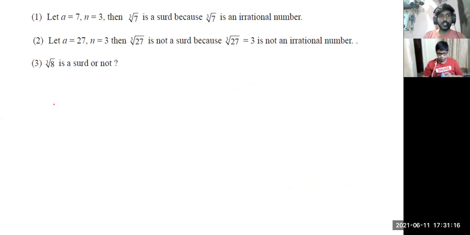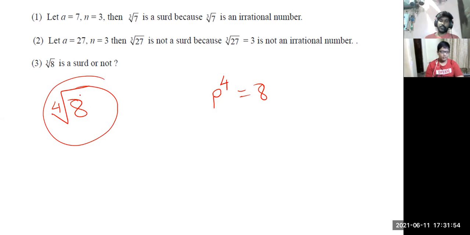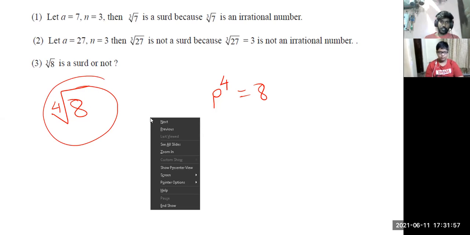Okay, how about 4th root of 8? Is this a surd? That means there should be some number which, if you take it to the power 4, should give you 8. Is it possible to get such a number whose 4th power is 8? No, sir, I don't think so. So then what can you say about 4th root of 8? Is it a surd or not a surd? It is a surd. Okay, good.